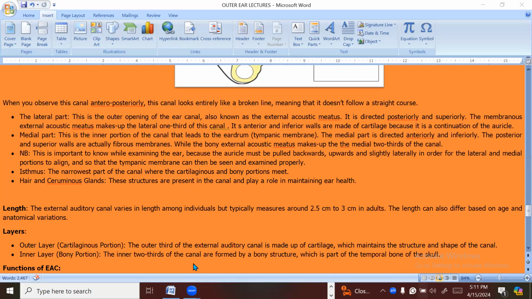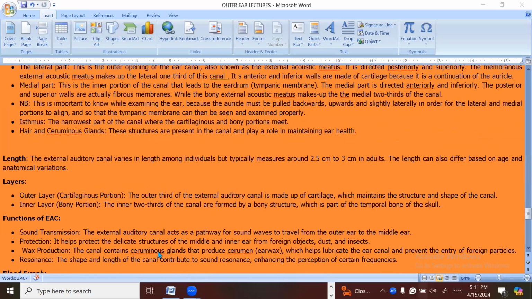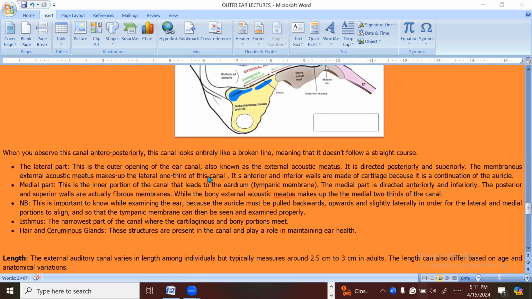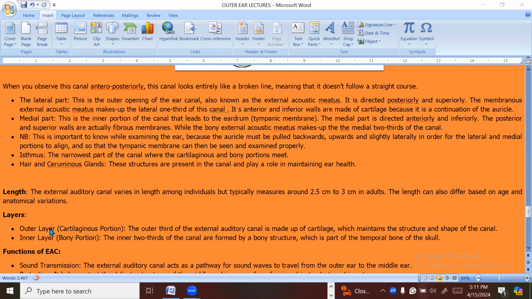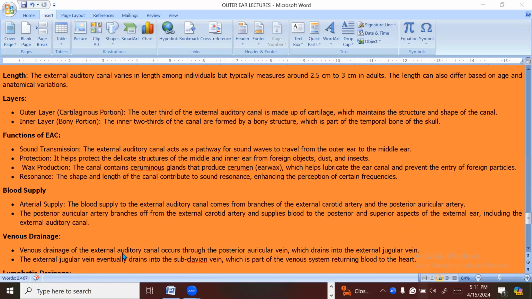Now, what is the length of the external auditory canal? It varies in length individually, but typically measures around 2.5 cm to 3 cm in adults. This length differs based on age and anatomical variations. This external acoustic meatus has two layers, the outer cartilaginous portion and the inner bony portion. We've discussed that. Now, what are the functions of the EAC?